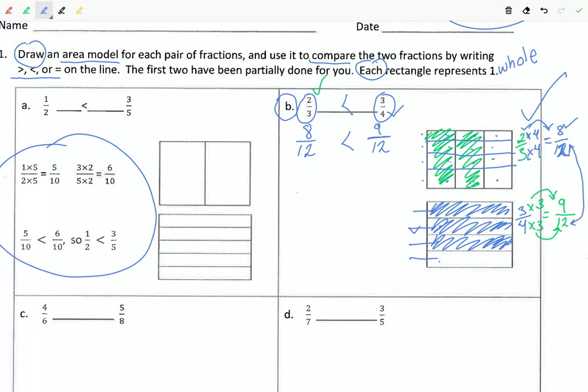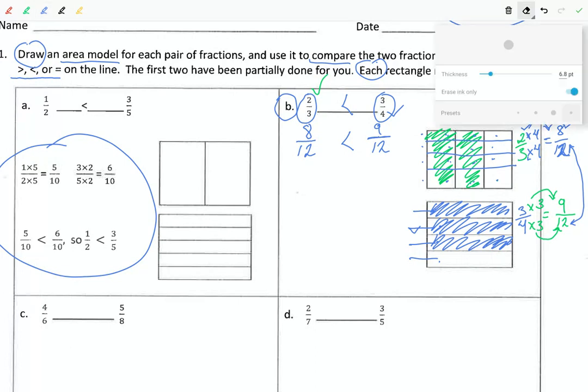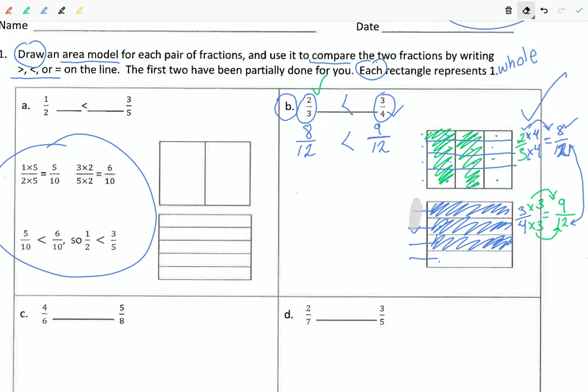Now, in the second model, let me get rid of this. In the second model, what we did is we went ahead and multiplied by 3, the opposite denominator. Well, that would be like decomposing by the number of units on top on the first model. On the first model, we had 1, 2, 3 columns.